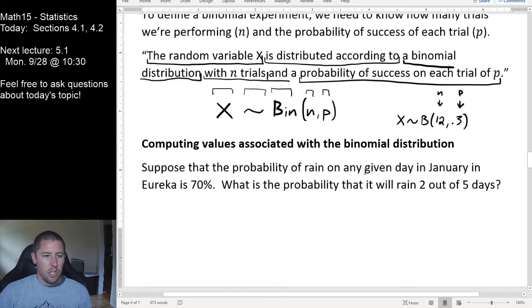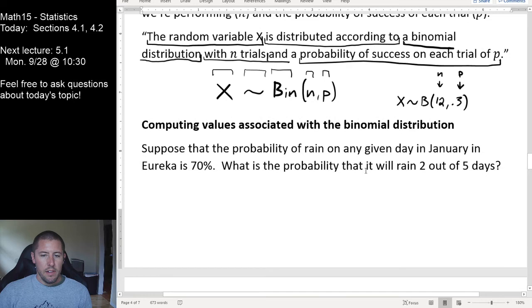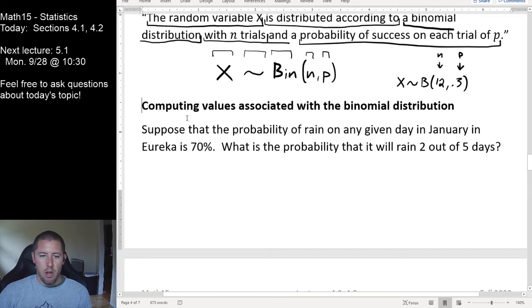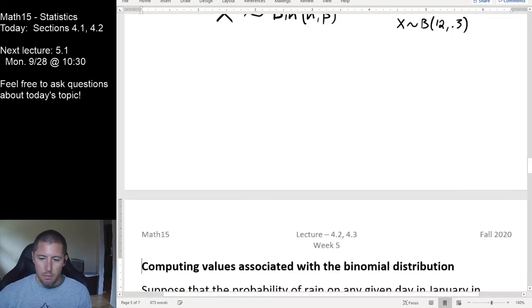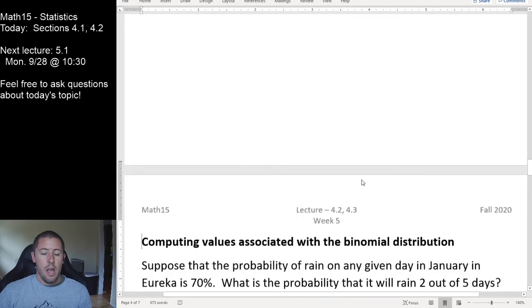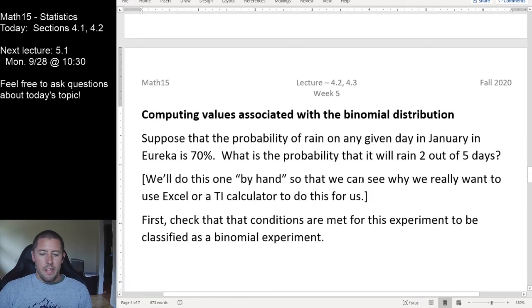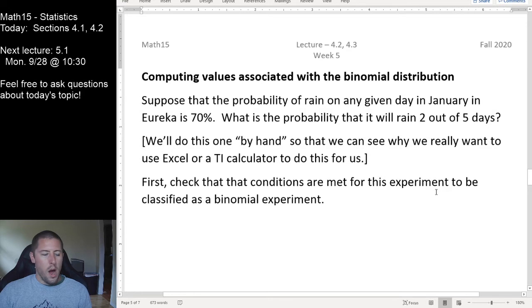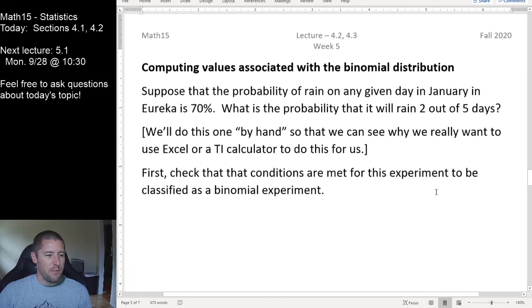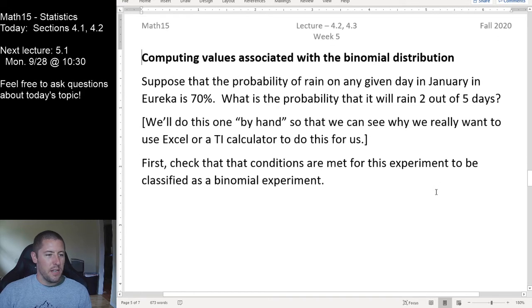So let's get into the cool stuff here. Let's compute some actually interesting values that are associated with this binomial distribution. And I know I'm going to need a little bit more room here. This is one of those things where we are going to want to use a calculator to do this for us. But the motivation to use Excel or a calculator generally comes from doing it by hand and realizing that that's not going to be doable.